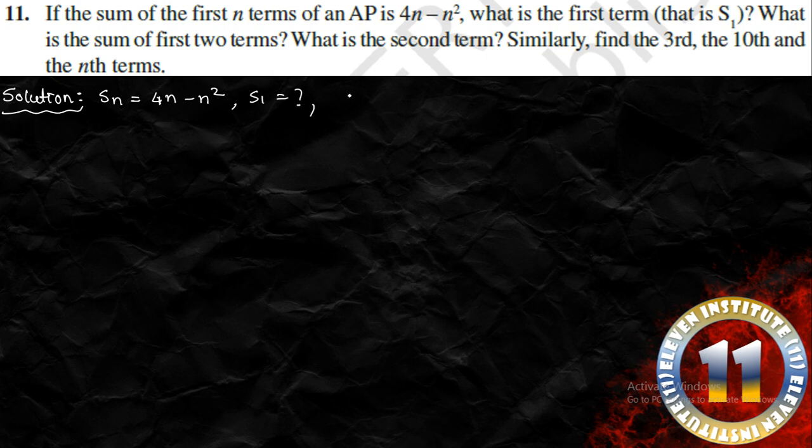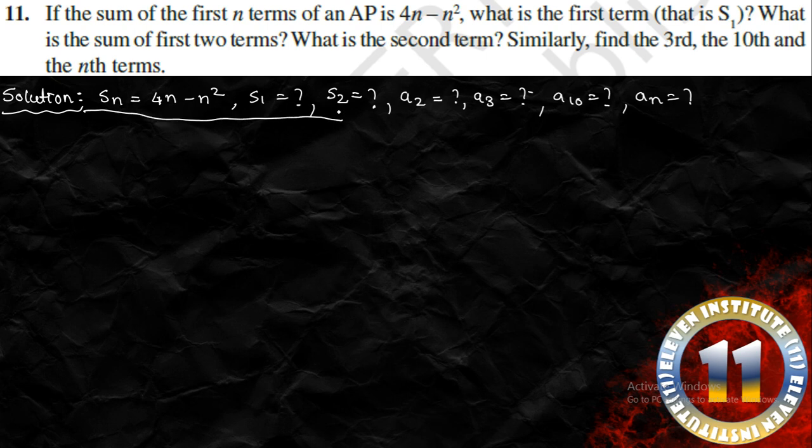Then what is the sum of first two terms? So we have to find S2. What is the second term? So we have to find a2. Similarly, find the third term. So we have to find a3 also. Just write them. Don't panic about how we will find them. Then find the 10th term also. We have to find a10 also, and find the nth term also. We can see how much data is being asked from a single question, and we will easily find it. There is no problem in this, right?